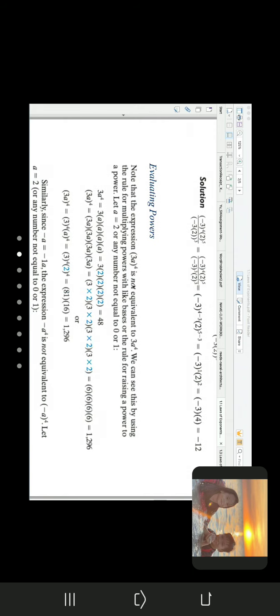And here is another example. Simplify a to the power of 4, quantity 3b raised to the power of 7, divided by a quantity 3b raised to the power of 2. If you're given an exponential expression, you can solve it in many ways. Like this example, you can solve it in two ways.